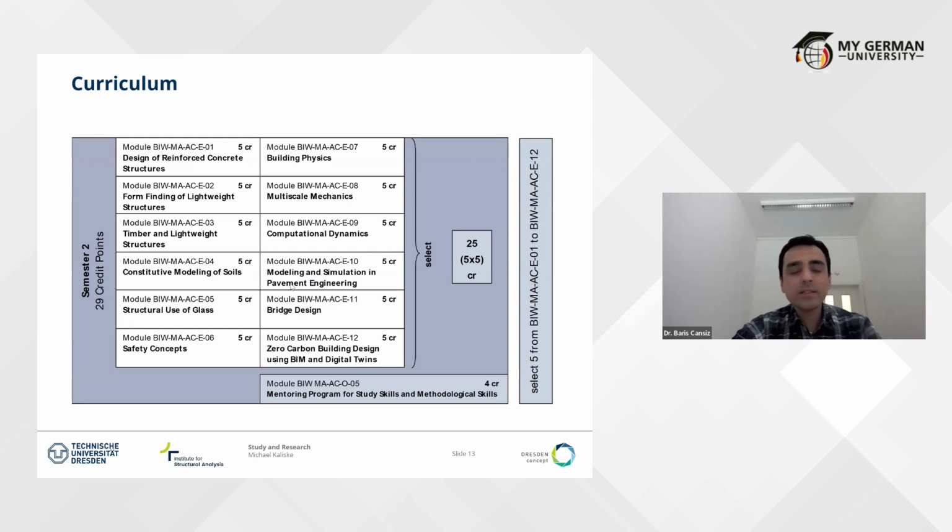In the second semester, we have mostly elective courses. In total, we offer 12 courses, and out of these 12, a student must take 5, so he or she needs to fulfill 25 credits. Additionally, we have again a mentoring program which has 4 credit points.